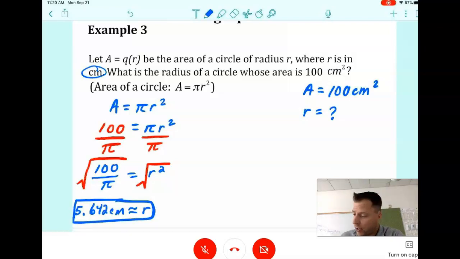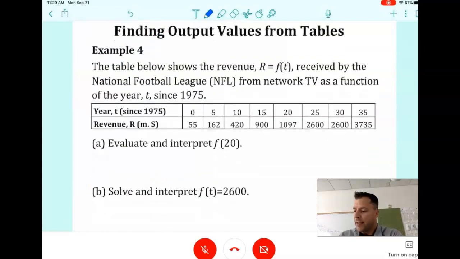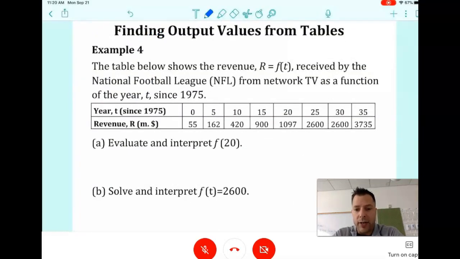So let's look at number 4, and this is using a table of values. It says the table below shows the revenue R is equal to F of T received by the NFL network from the network TV as a function of the year since 1975. So here's our table of values. And number 1, they ask us to evaluate F of 20. So we need to look at the table and find when T is 20, because T is the input. So here's T. T is the input. So T equals 20. That happens right here.